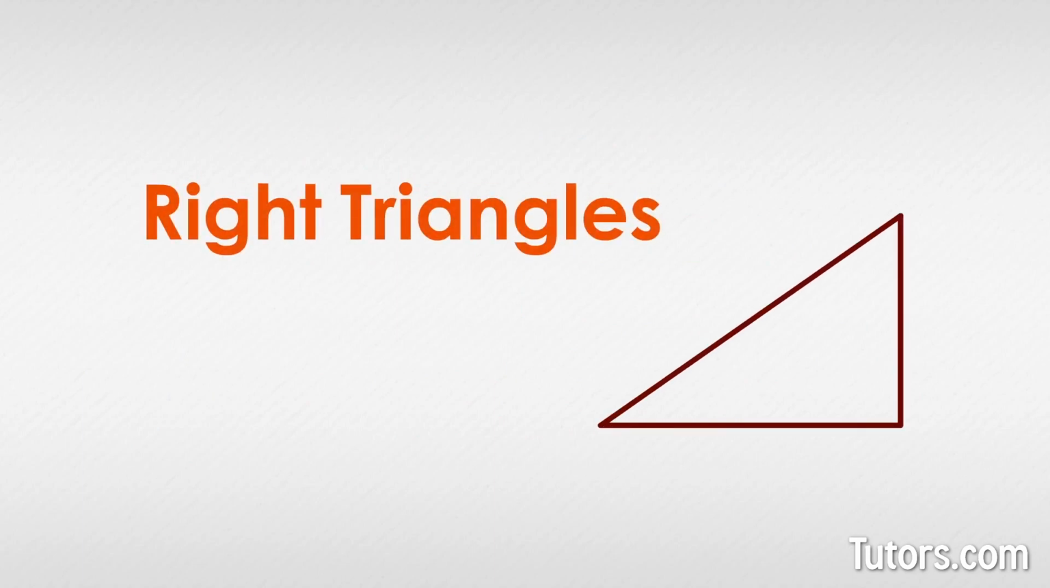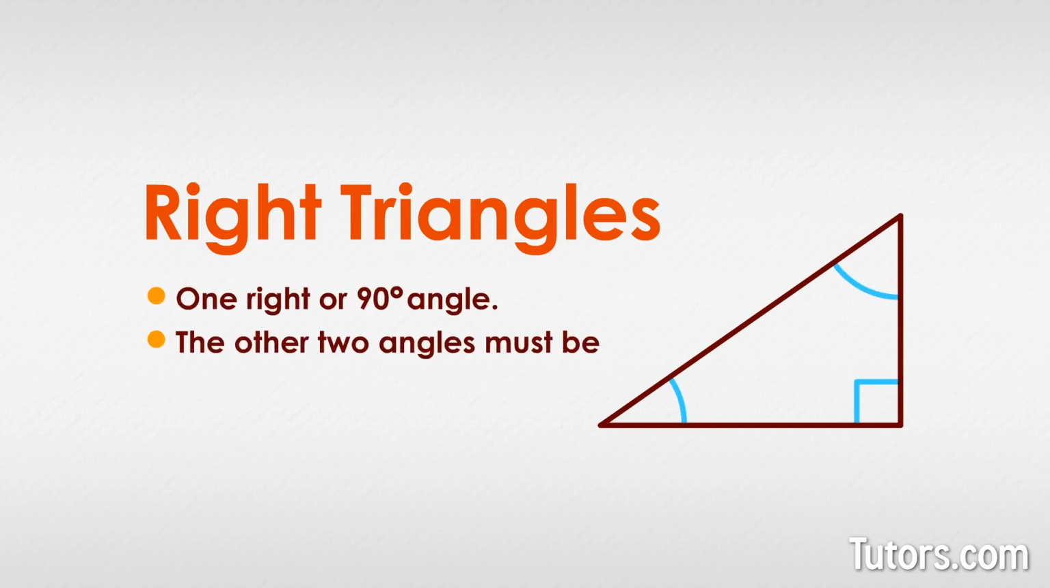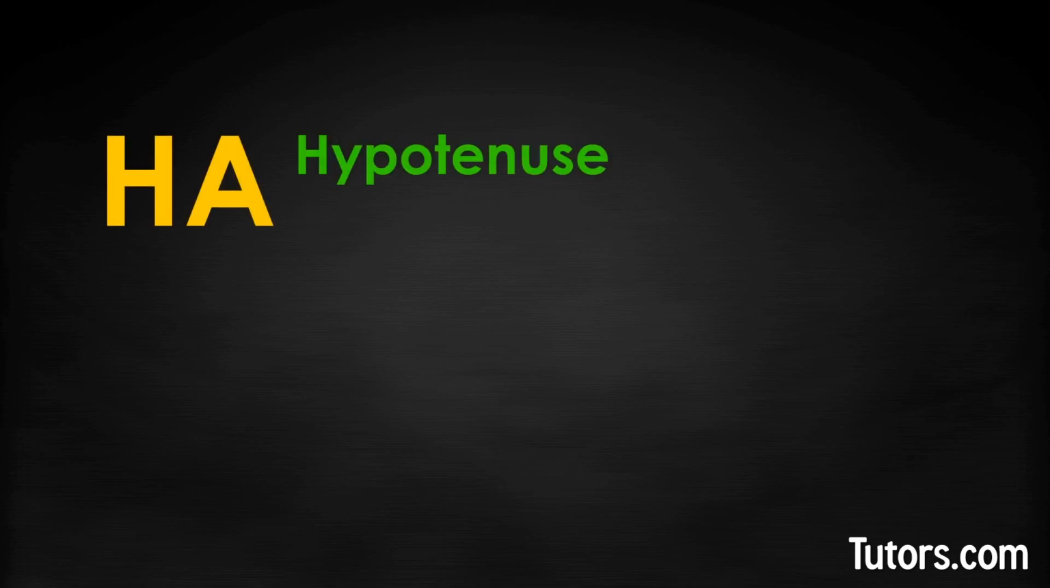A right triangle always has one right, or 90-degree, angle. This means the other two angles must be acute, or less than 90 degrees. We know this because all interior angles of any triangle must add to 180 degrees, and subtracting the one right angle from 180 degrees leaves only 90 degrees, to be shared by the two remaining angles, making both of them acute angles.